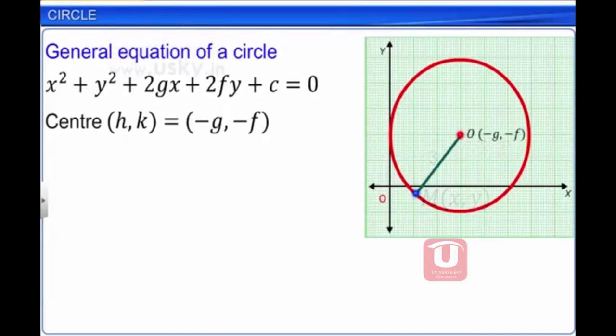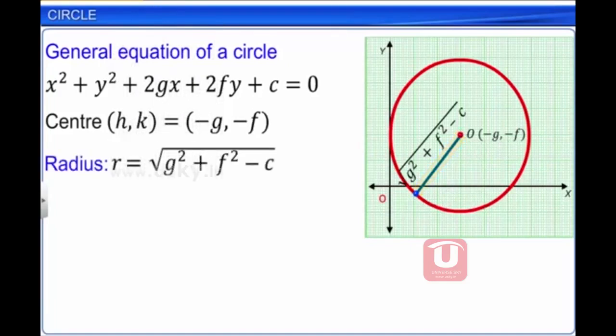In the general equation of a circle, the radius is given by the square root of g square plus f square minus c. Note that every equation of the form x square plus y square plus 2gx plus 2fy plus c is equal to 0 represents a circle only if the value of g square plus f square minus c is greater than or equal to 0.